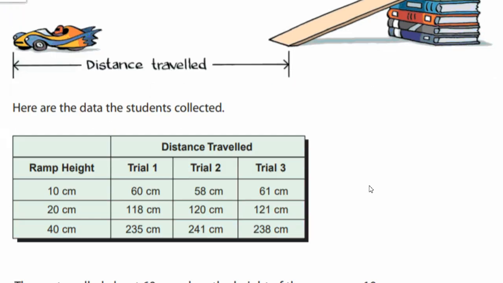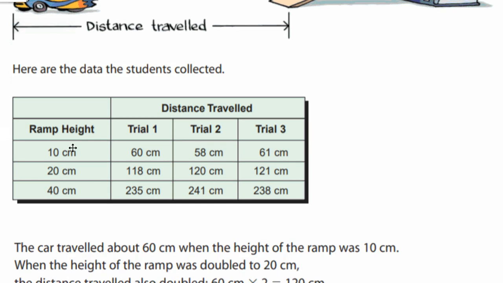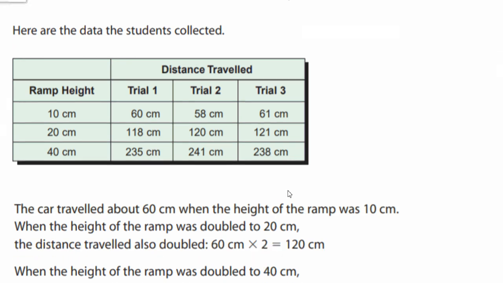So here's the data that the students collected. At a ramp height of 10, the car traveled 60 centimeters, 58 centimeters, and 61 centimeters. At 20 centimeters, it traveled 118, 120, and 121. And at 40 centimeters, it traveled 235, 241, and 238.